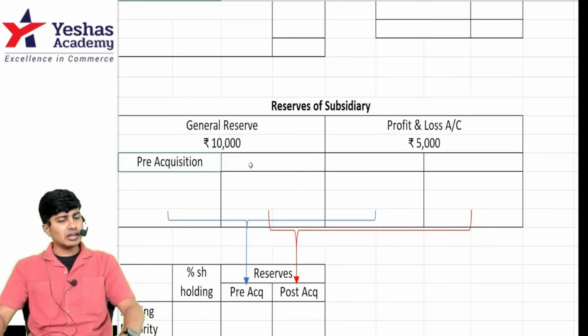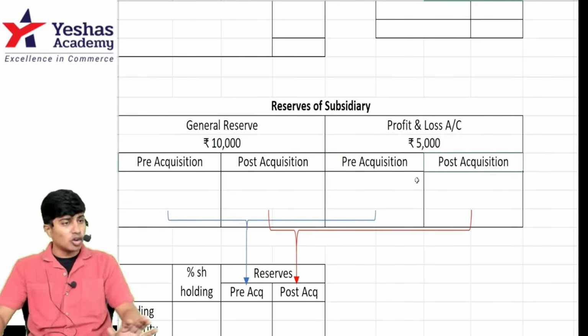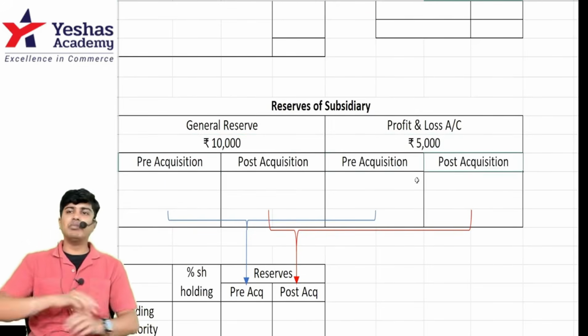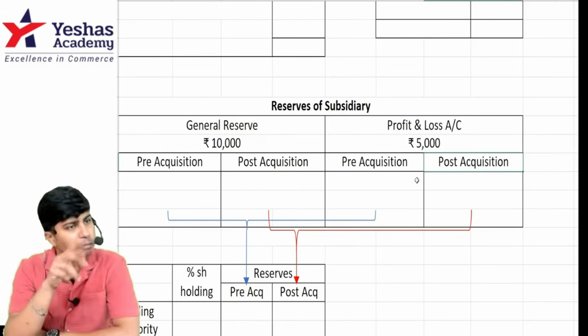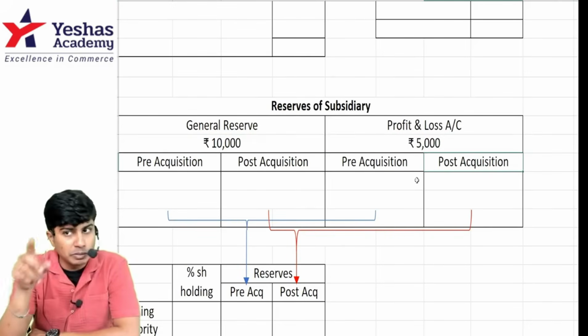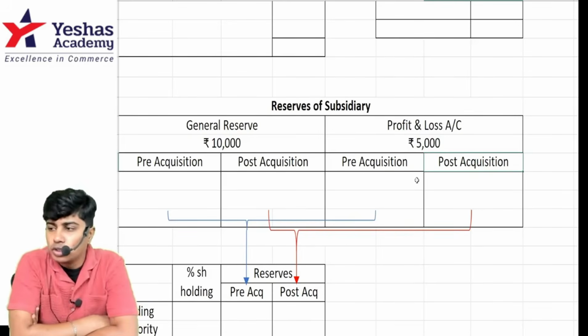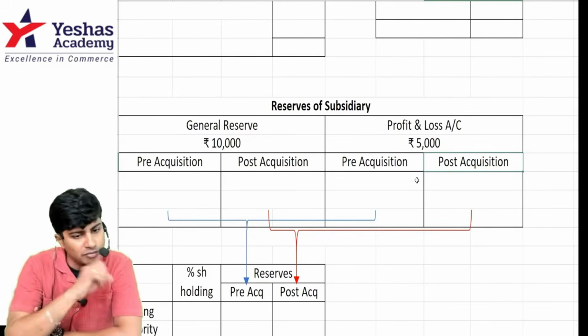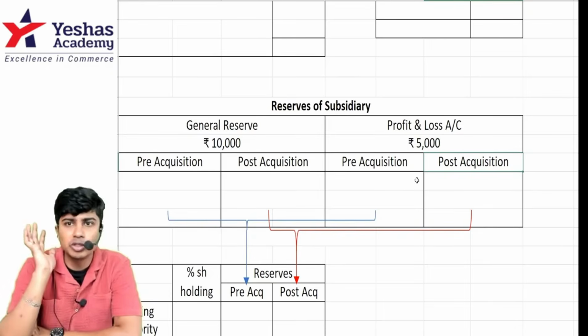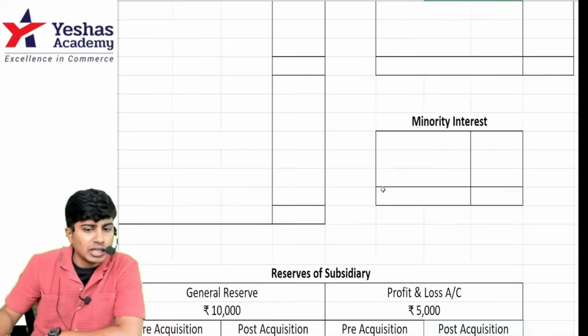I'll write here pre-post, pre-post. I don't know how much pre, how much post. When I come to read the adjustments, I'll understand pre-post. Once I split it into pre-post, pre together, I'll share between holding and minority. Post together, I'll share it between holding and minority. For now, I'll write the heading pre-post, and then wait.